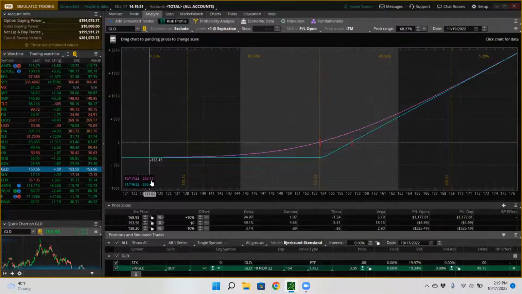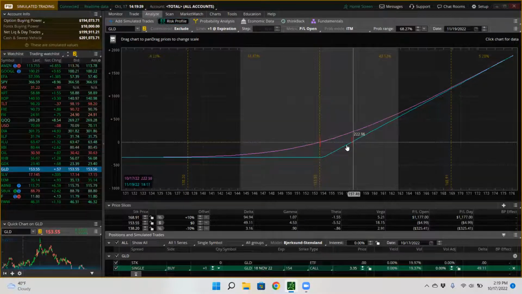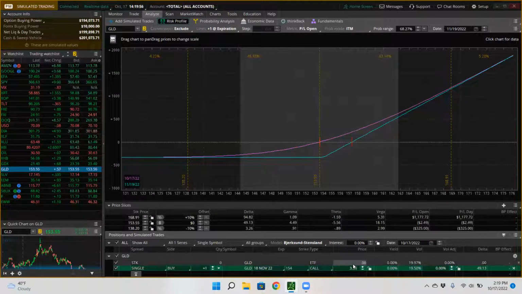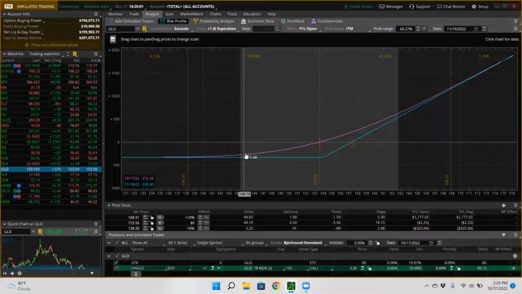So that's our expiration. On that date, this blue line here will represent what your profits and losses are. We have our zero line across here. Anything above that is profit. Anything below that is a loss. At expiration, if the underlying moves down at all, we're going to have paid or debited the $335, and that's just gone. We won't make that back. We need to get up past this red line by expiration in order to start making a profit.